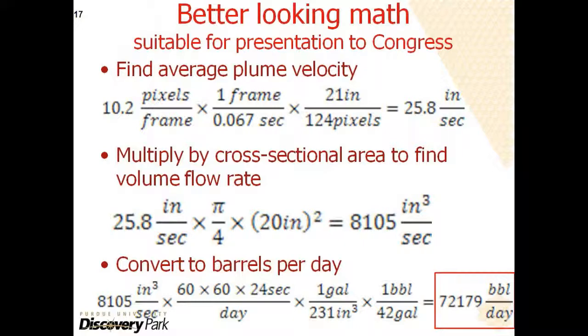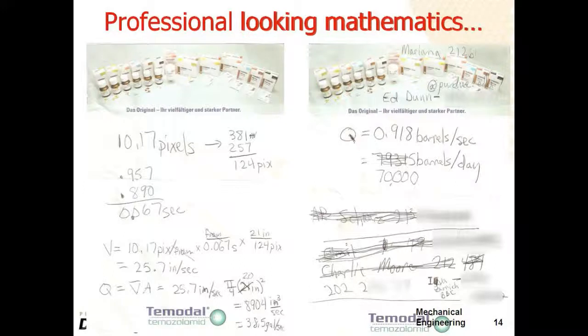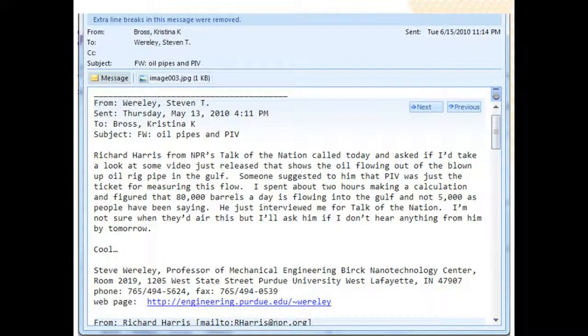All right, so anyhow, I made this calculation, 70,000 barrels per day. And then I called Richard Harris back, and I said I have a number, and he hooked up his recording machine, and I talked for a couple of minutes, telling him what I did and how I did it, and what the results were. Then that was on Talk of the Nation on May 13th. So the same day that I did the calculations, 2 hours I spent on this.